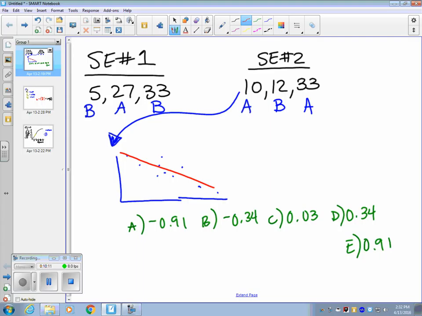Weak would be like the one we did in class last time where they were really scattered and it was kind of weak. This one to me is a little bit stronger. So I wouldn't say weak. I might say relatively strong. It's not super strong. It doesn't seem like everything's tightly fit. We definitely want to talk about strength. What else do we want to talk about?